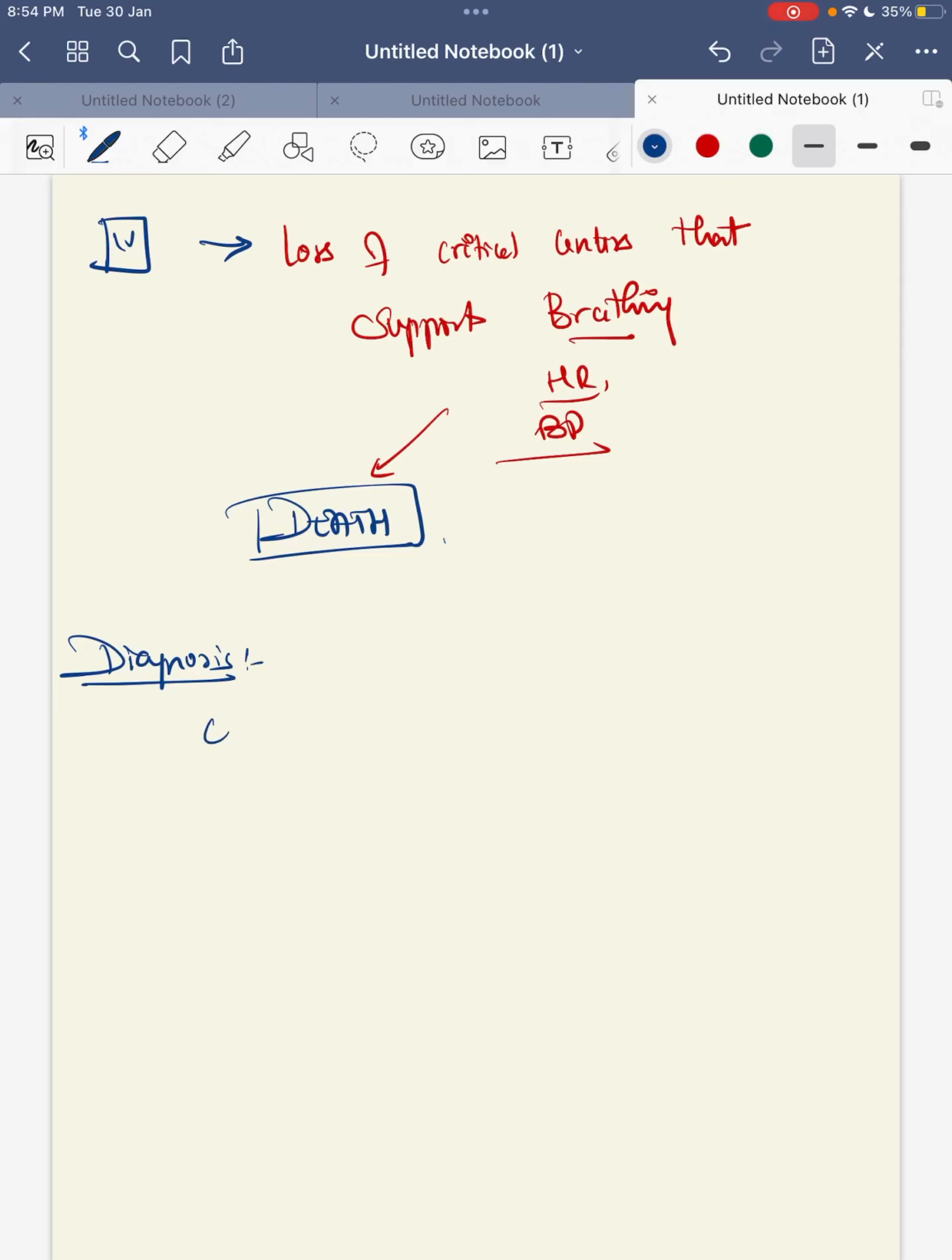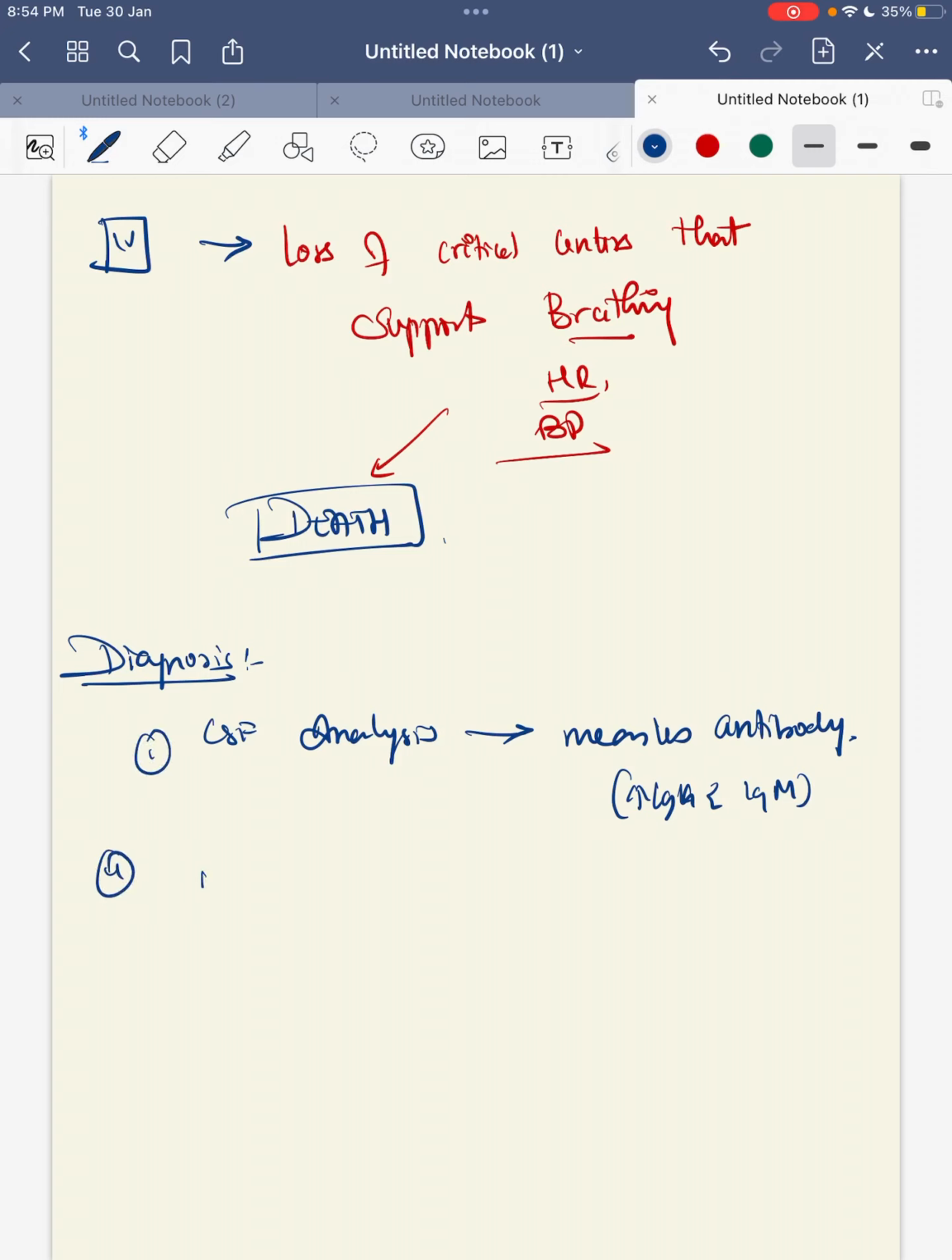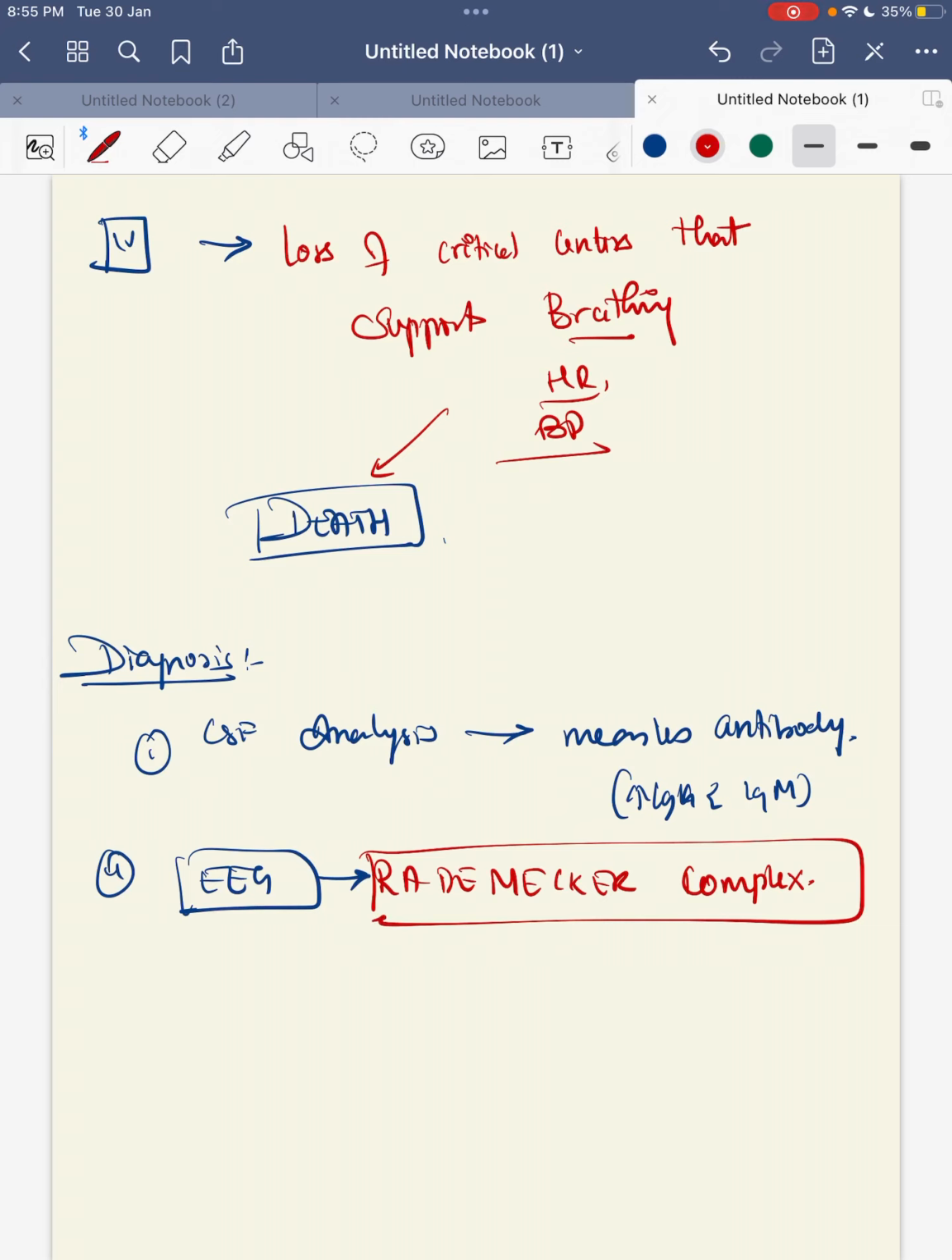Next, how are we going to diagnose this? Diagnosis is through CSF analysis. In CSF analysis, you have to look for measles antibody, both IgG and IgM, and both will be elevated. Next, EEG findings. There will be a characteristic EEG finding in a patient with SSPE, called the Rademacher complex.